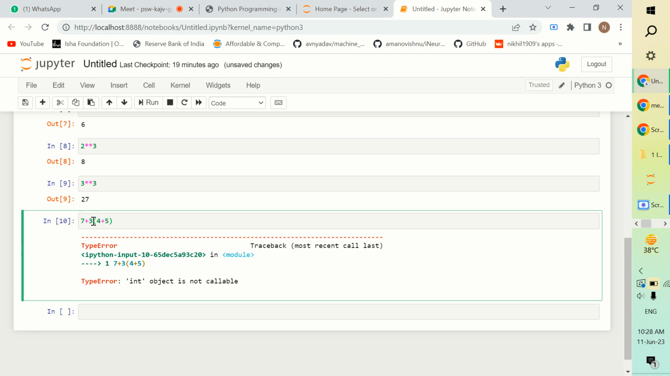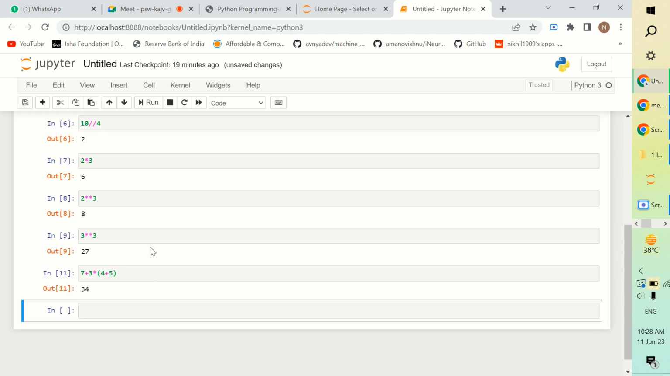Why? Because after 3 you can't just start the parenthesis. You need to put some operator. So I'll use the multiplication operator here. So now it will work. Okay, so mathematically, when we write it in maths, we can write it like this, but in Python it is incorrect. You need to put an operator here to let Python know that some operation is being performed here. Okay, and then use any operator.